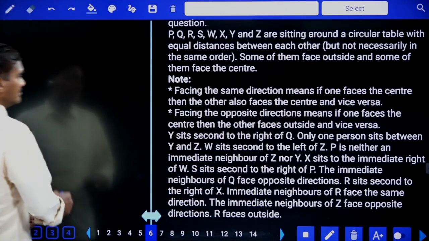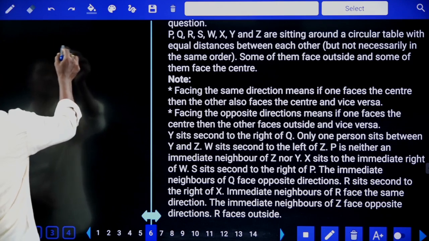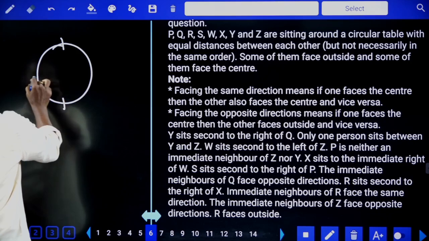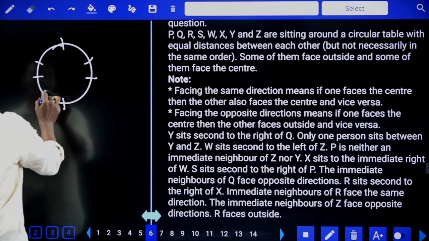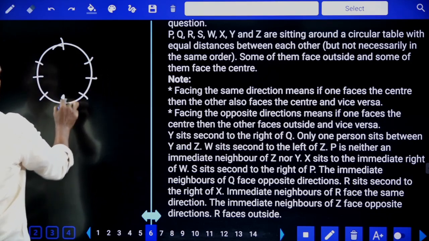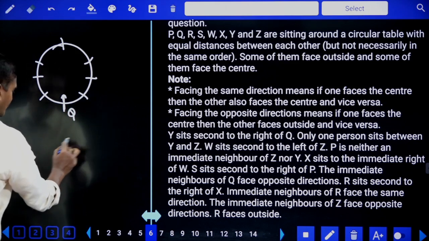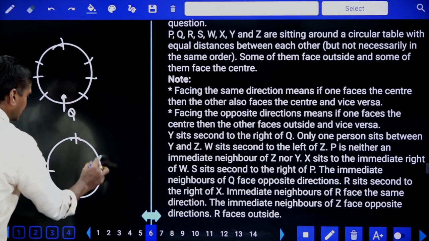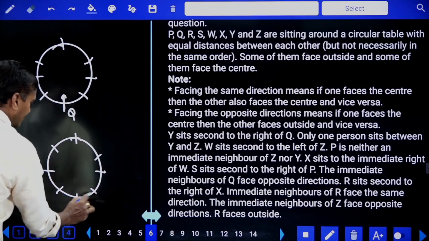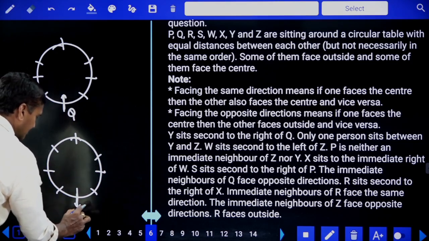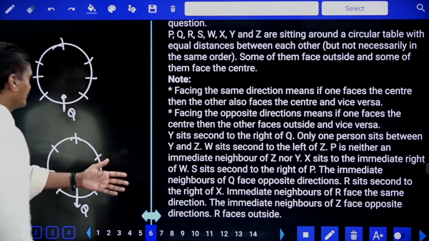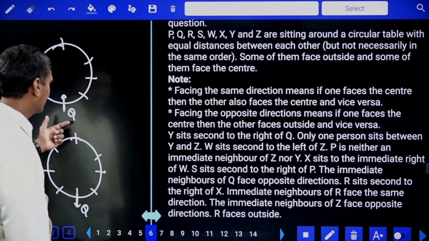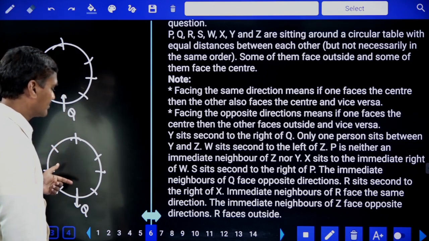Now let us start with this one. Why did they say Y sits second to the right of Q? 8 persons seated around a circular table: 1, 2, 3, 4, 5, 6, 7, 8. Now Y sits second to the right of Q. In the first case I have taken Q facing the center, and in the second case I have taken Q facing away from the center. If the direction is not given for anyone, we take it like this, and when not much information is given, we get 2 possibilities: Y could be either towards the center or away from the center.